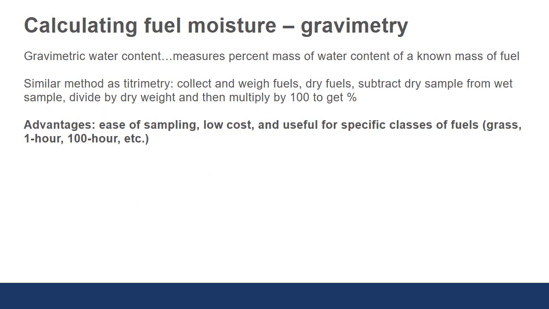The next method is to use gravimetry. This method measures the percent water content of a known weight of fuel. The methods used are similar to those of the volumetric method. However, this method is more advantageous because of ease of sampling and a low cost. This is the most popular method and is often conducted for different classes of fuels.